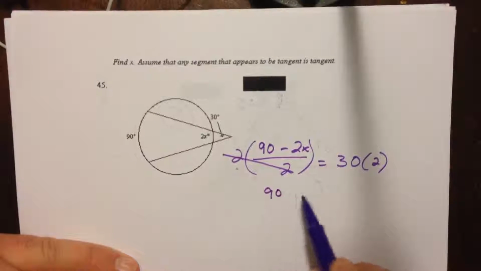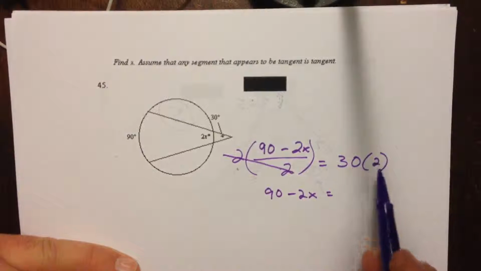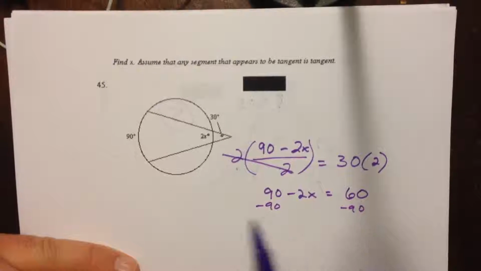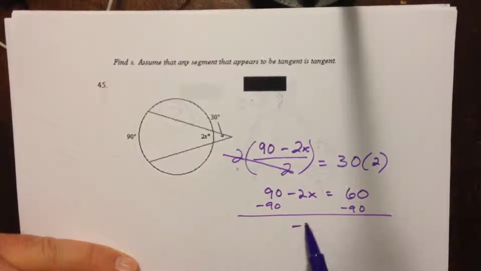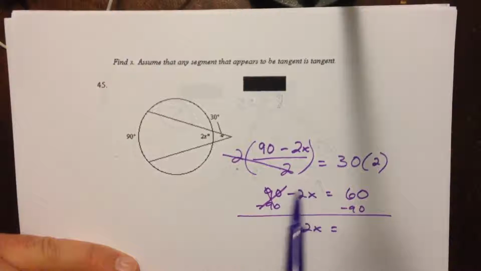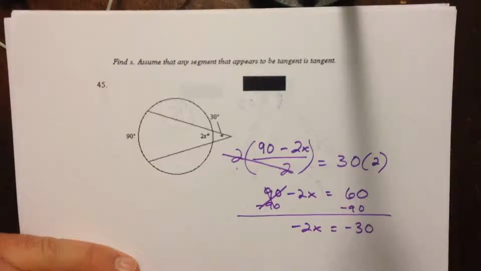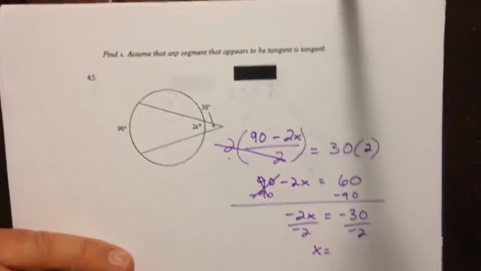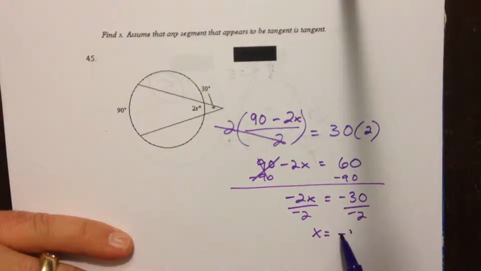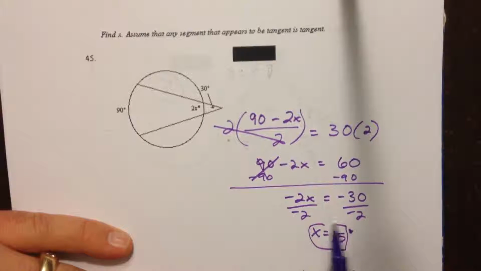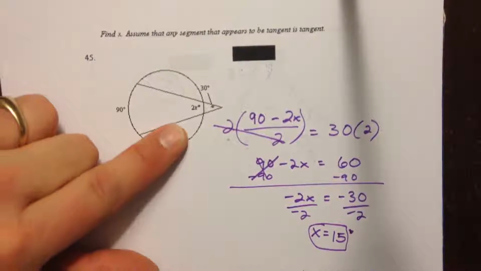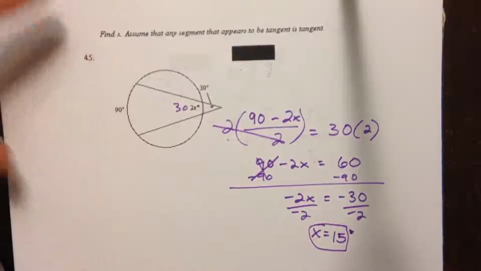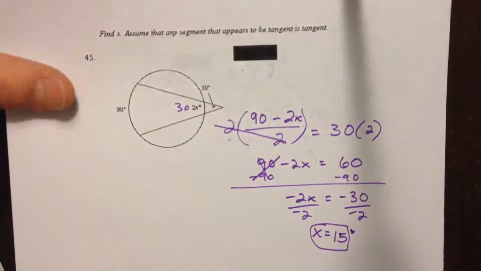Whatever I do to one side, I have to do to the other. So I have 90 minus 2x equals 60. Now it's just a two-step equation. Get rid of the 90: subtract it, don't add it. That's a positive 90. When that's gone, you're left with a negative 2x. Those two make negative 30. Divide by negative 2. X equals, just off the screen, positive 15. So if x equals positive 15, it might ask for the actual degree. This would actually be 30. But it's asking to find x. So x is 15. That's your answer.